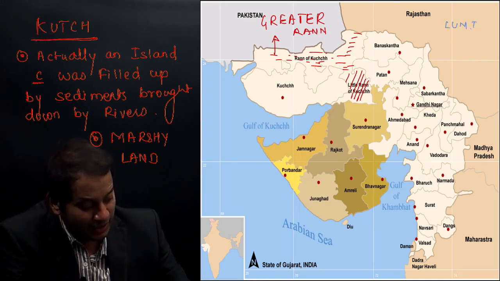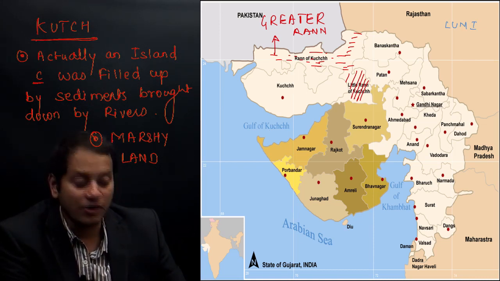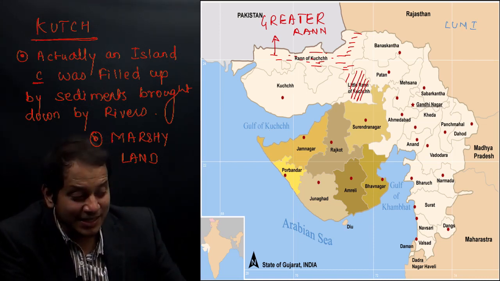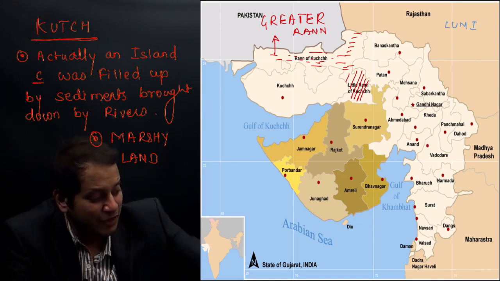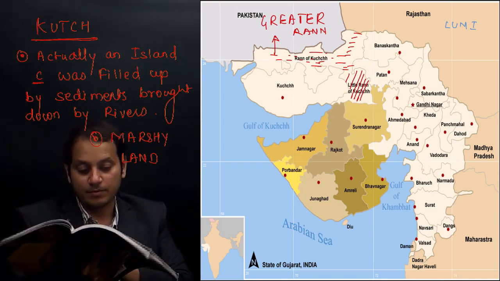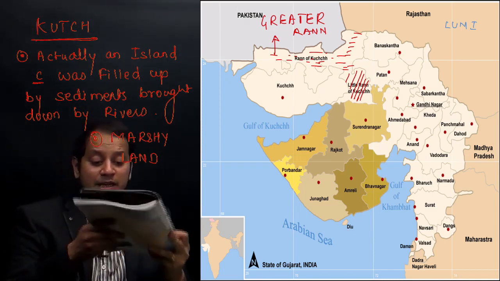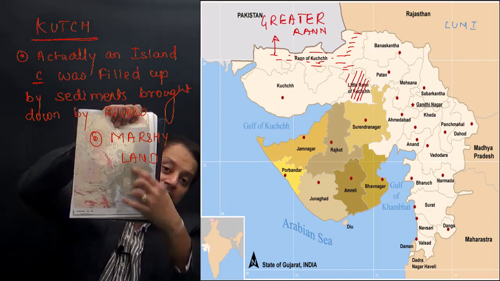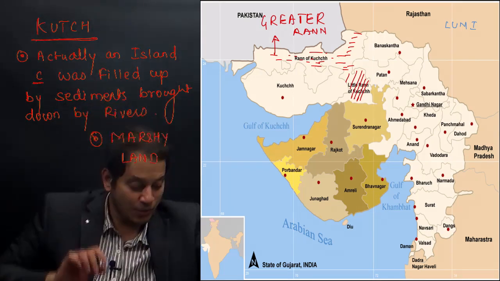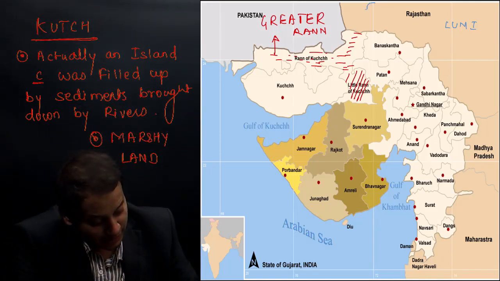River Luni. Tell me, where does the river Luni drain into? Gulf of Kutch, Greater Run or Little Run? You can see here in the atlas. If you are having this Oxford atlas, open the page. Open page number 14 and you can see here where the river Luni drains. If I am drawing the river Luni now, river Luni drains into the Greater Run of Kutch.